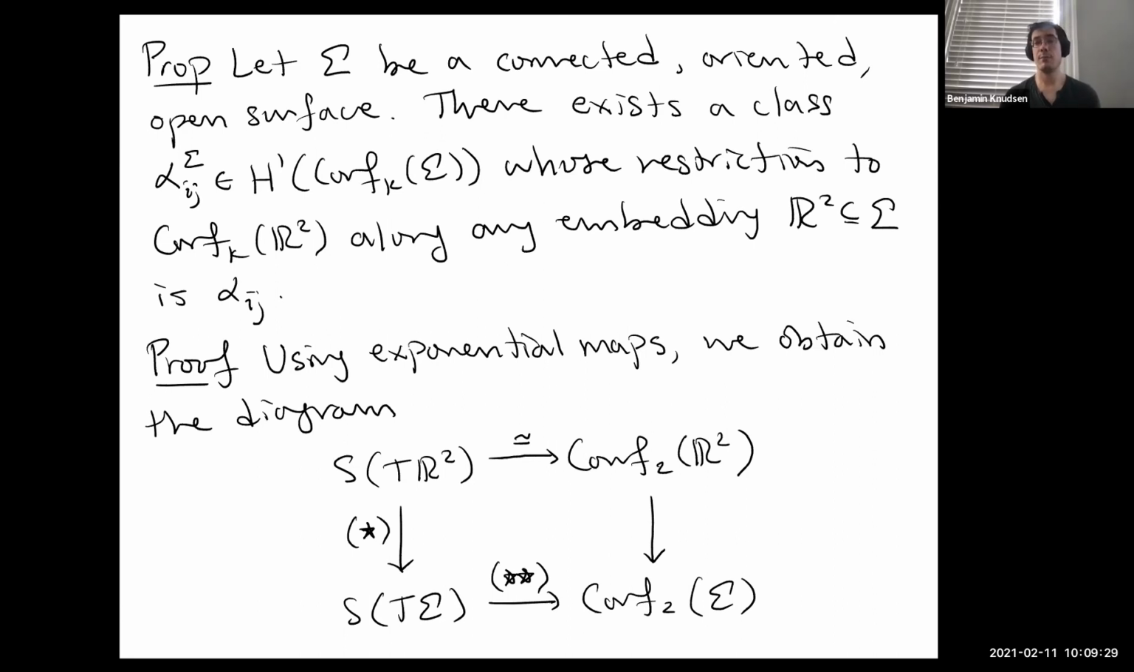And so it would be good enough to know that the starred maps induce surjections on cohomology, right? I'd like to know that alpha ij is in the image of the induced map on cohomology of the right-hand vertical map. And if I knew that all the other 3 induced surjections, then I'd be done. Any questions about any of this?